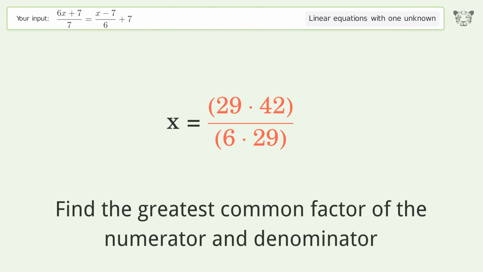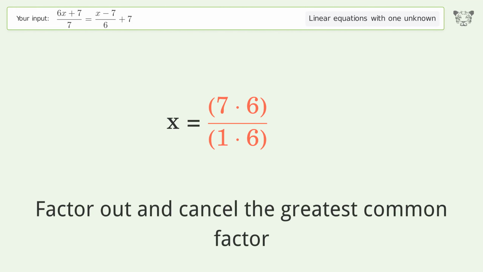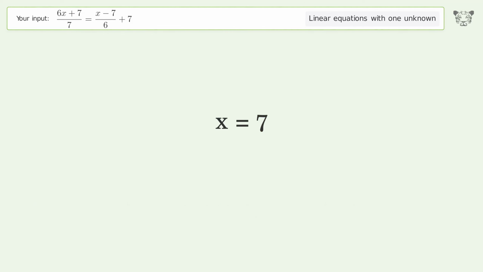Find the greatest common factor of the numerator and denominator. Factor out and cancel the greatest common factor. And so the final result is x equals 7.